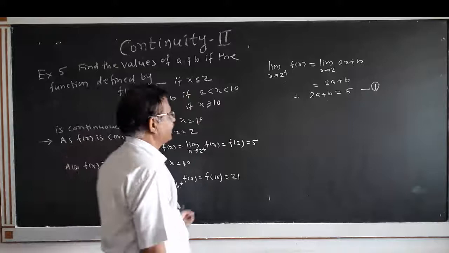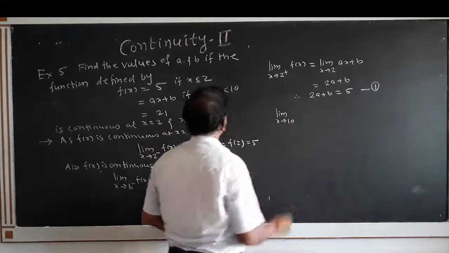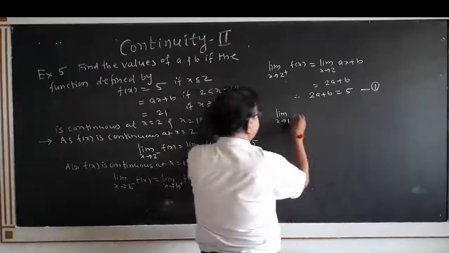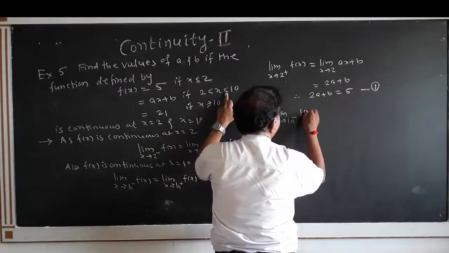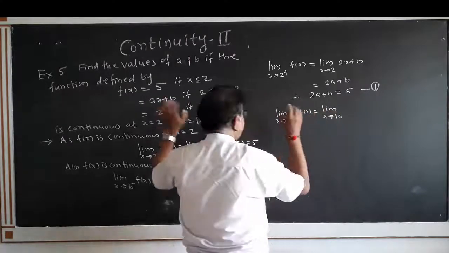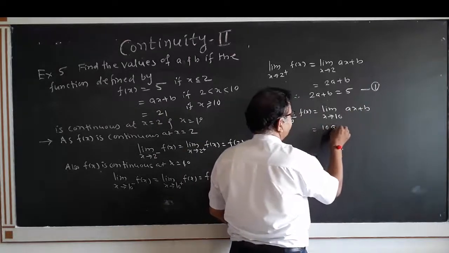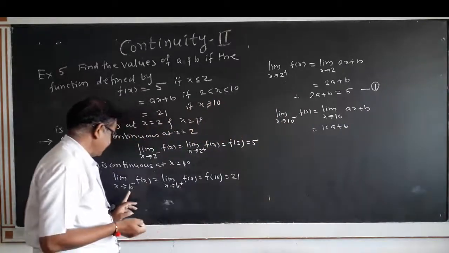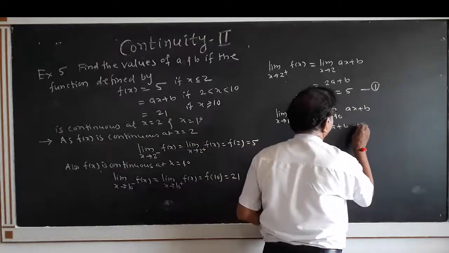We shall find out the limit as x tends to 10. Here, x is approaching 10 from the left-hand side. Therefore, we shall calculate the left-hand limit. Limit x tends to 10 minus of f(x) equals limit x tends to 10 of again ax plus b, that is equal to 10a plus b, and we know that the left-hand limit at x tends to 10 is equal to 21. Therefore, 10a plus b equals 21.